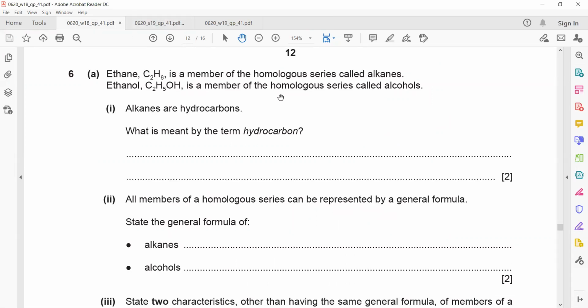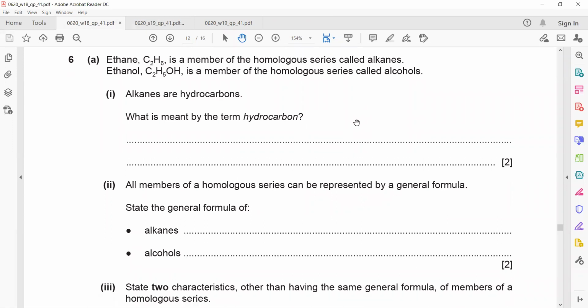Then another question related to organic chemistry: ethane, which is C2H6, is a member of the homologous series alkane, and ethanol, which is C2H5OH, is also a member of a homologous series. What is meant by the term hydrocarbon? Again, the same question repeated. It contains carbon and hydrogen only. So a compound with carbon and hydrogen only is known as a hydrocarbon.